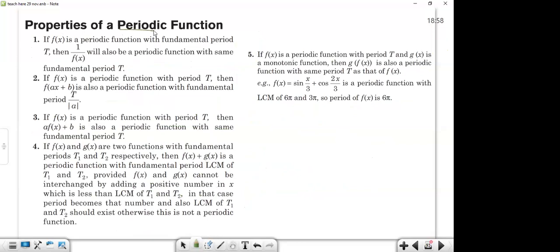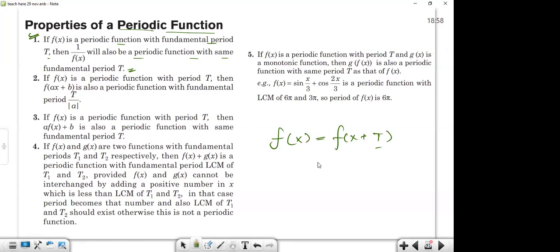Now let's discuss the properties. Basically, the properties are not that important. What's most important is you have to understand a simple fact: T is the period here. As simple as that. In NDA, questions have been asked from this particular topic, asking what is the period of a given function. Let's see the properties. If f of x is a periodic function with fundamental period T, then 1 by f of x will also be a periodic function with the same fundamental period.